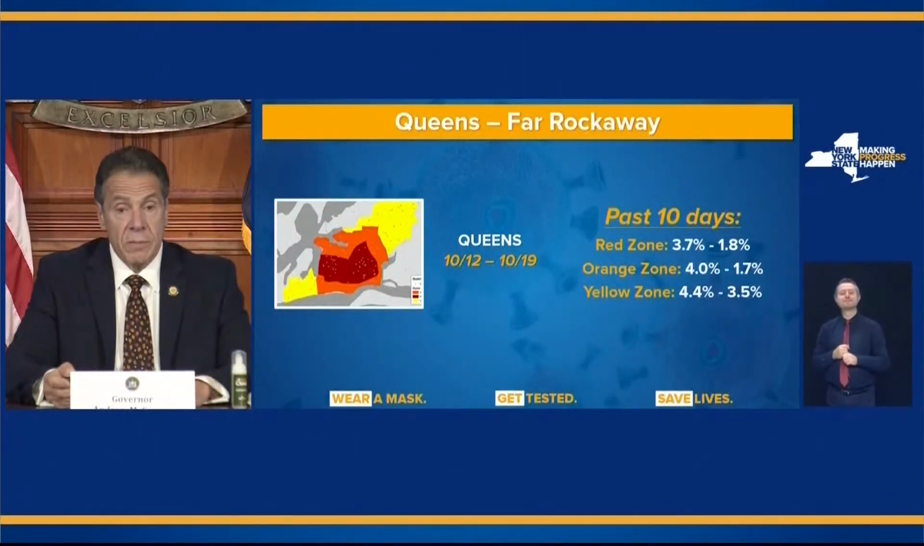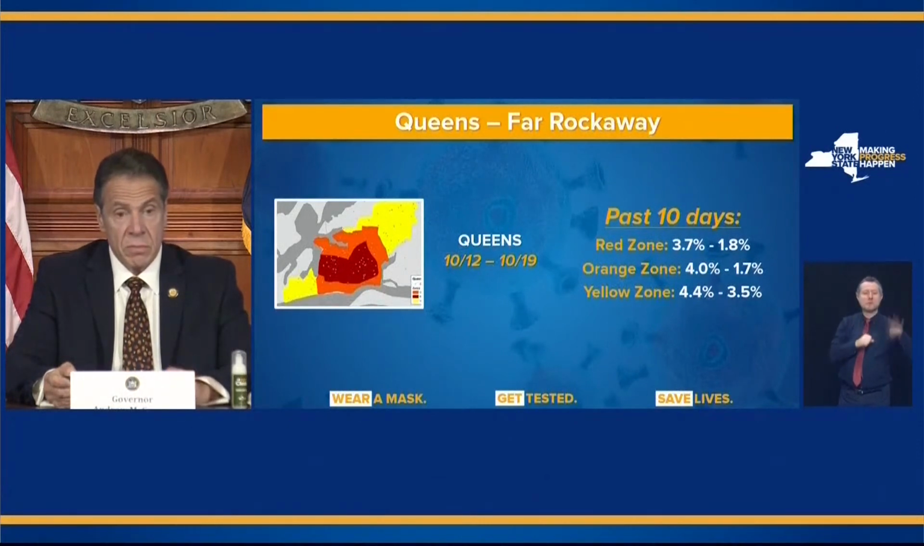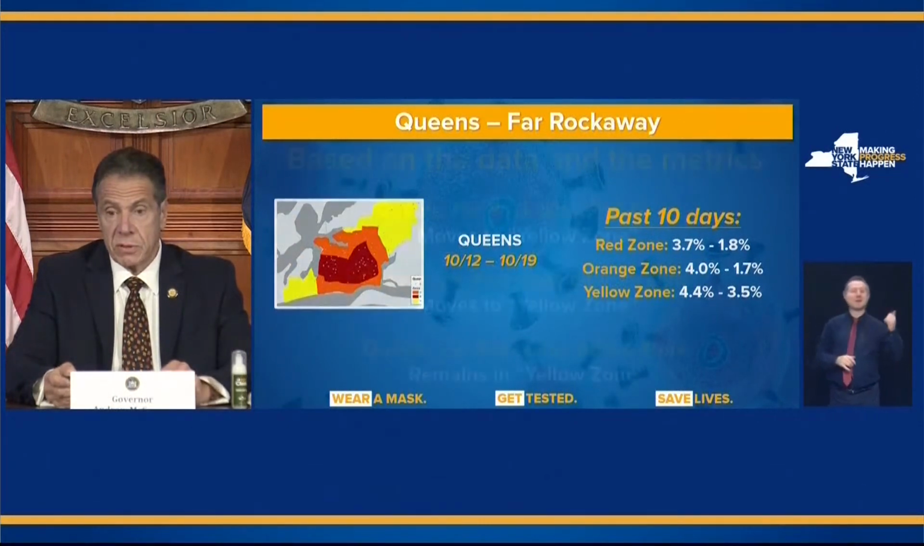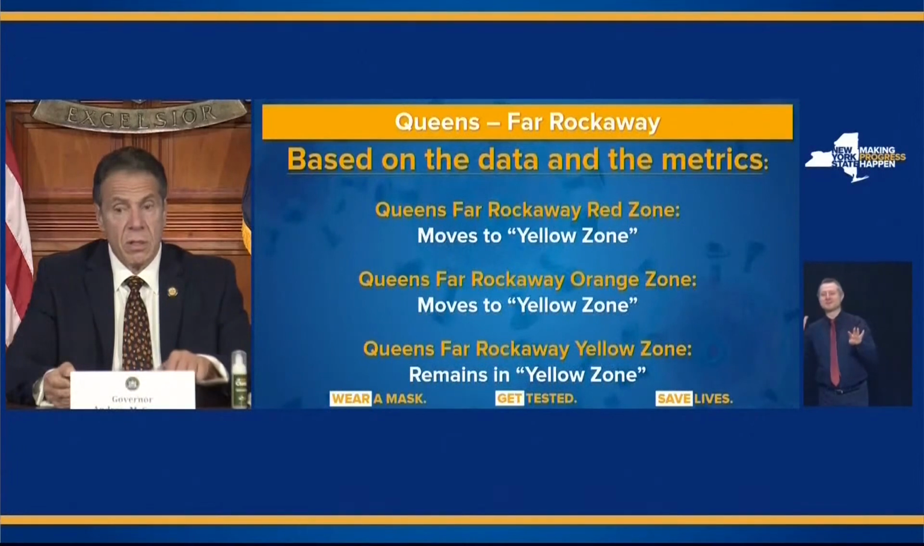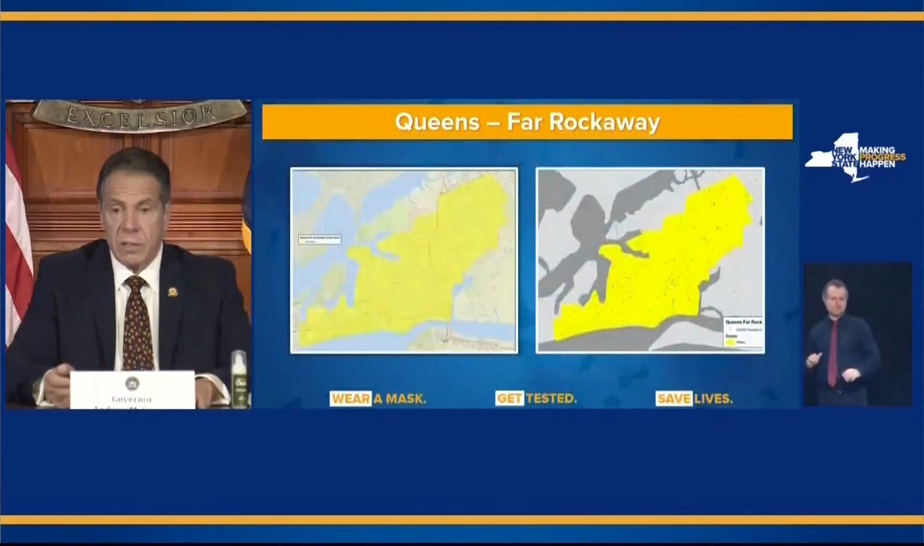Far Rockaway, red zone went from 3.7 to 1.8. Orange went from 4 to 1.7. Yellow went from 4.4 to 3.5. That's real progress. Red goes to yellow, orange goes to yellow, yellow goes to yellow. Far Rockaway is all yellow.